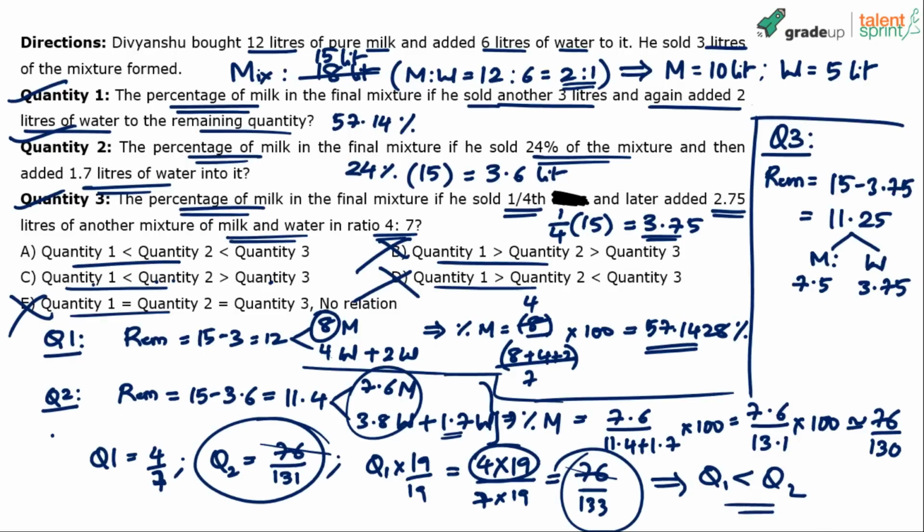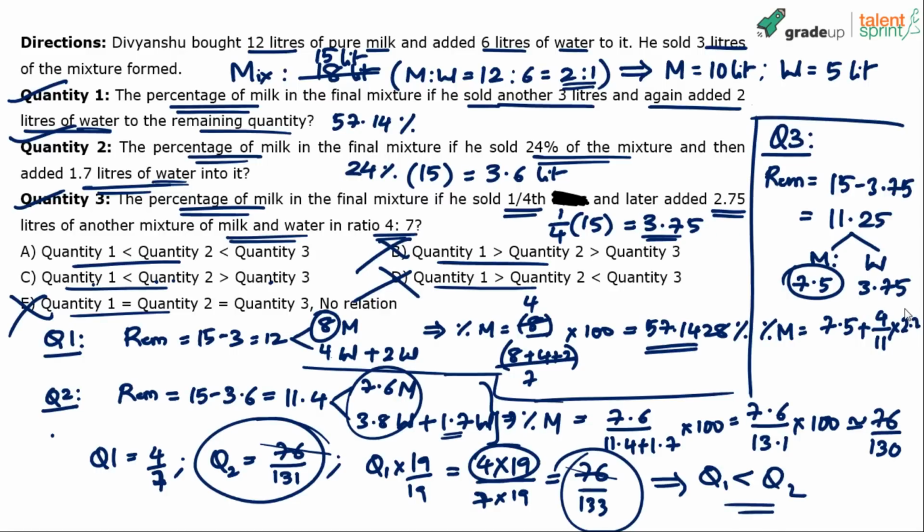Now what is he asking us to find out? Percentage of milk. So find out how much is the percentage of milk. Look at this. Milk is going to be 7.5 here. This time there will be some additional milk from the second item also. Earlier the second item was only pure water. But this time it's a mixture. How much of mixture? 2.75 liters of mixture, in which milk is 4 parts, water is 7 parts. So the additional milk that we have got is 4 out of 11 multiplied by 2.75.